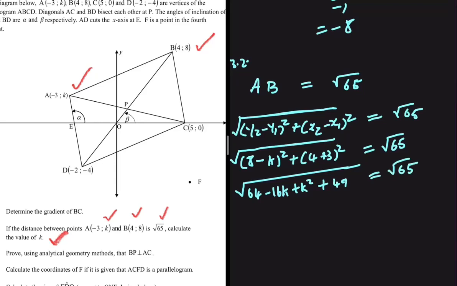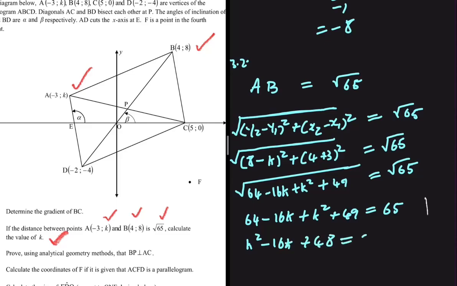So what can we do here? We can take square roots of both sides. If we do that, if we square both sides, we're gonna have 64 minus 16k plus k squared plus 49 being equal to 65. If we take 64 to the right hand side, we're gonna have 1, and then if we take that 1 back, then we're gonna have 49 minus 1, which is 48. So we have k squared minus 16k plus 48 being equal to 0.